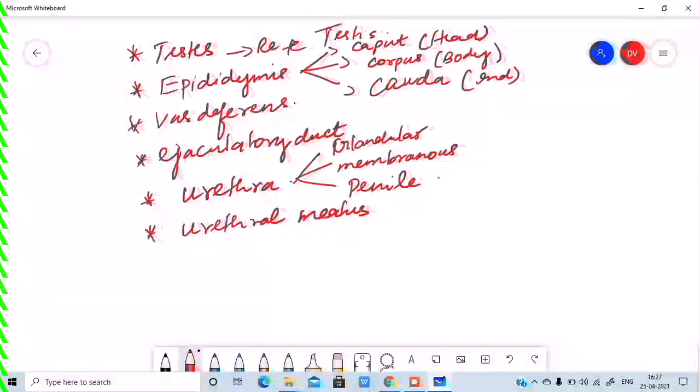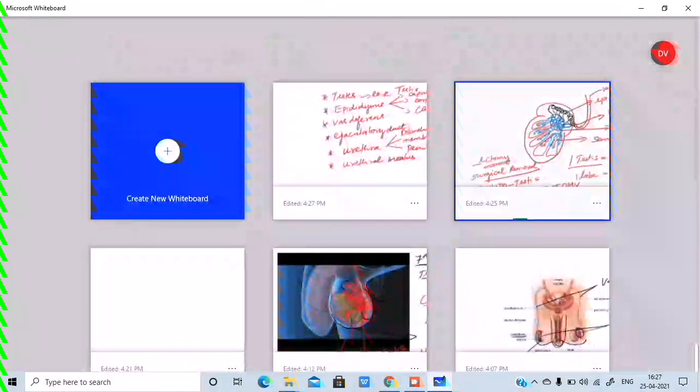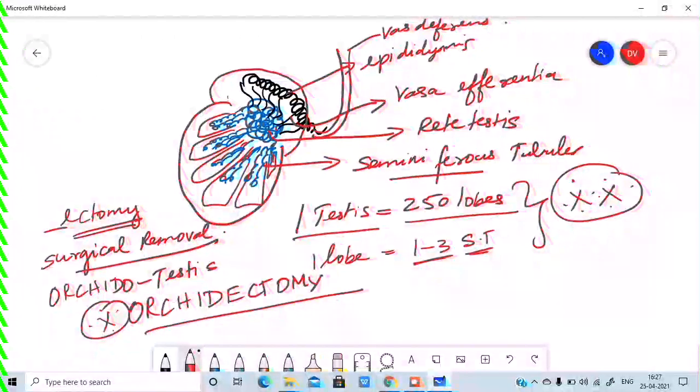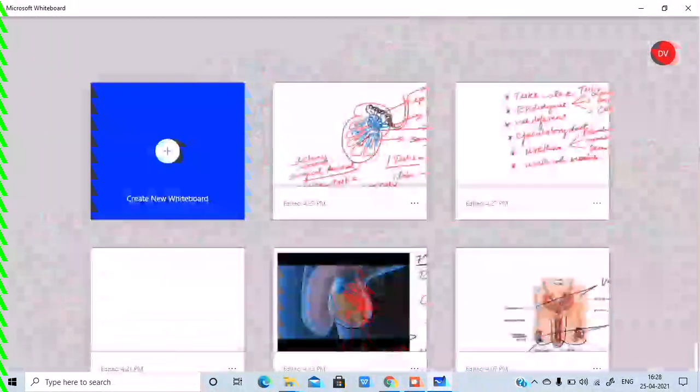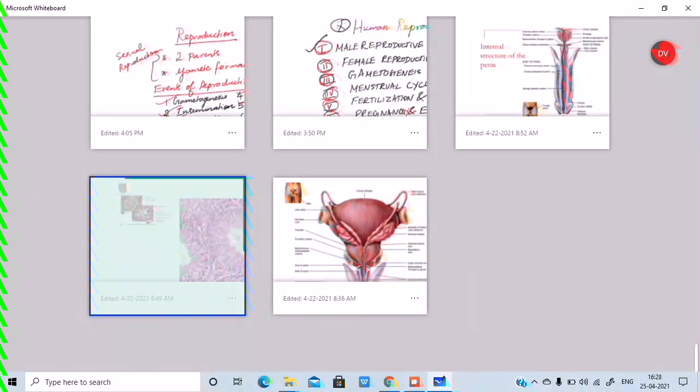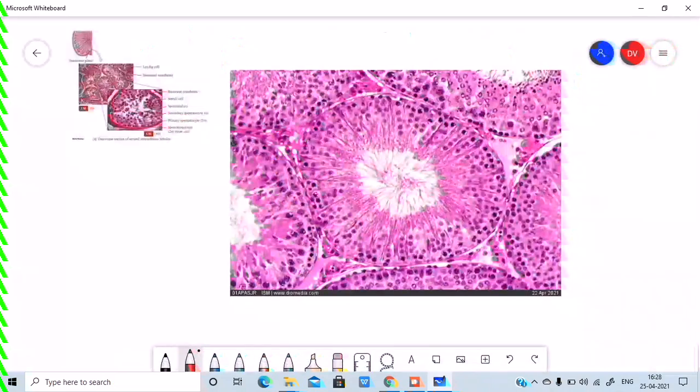Now, as I told you, the seminiferous tubules are the site for sperm formation. So we'll see what exactly is there to bring about the sperm formation. I have this beautiful picture to show you. Now look at this picture, guys. What are these exactly?